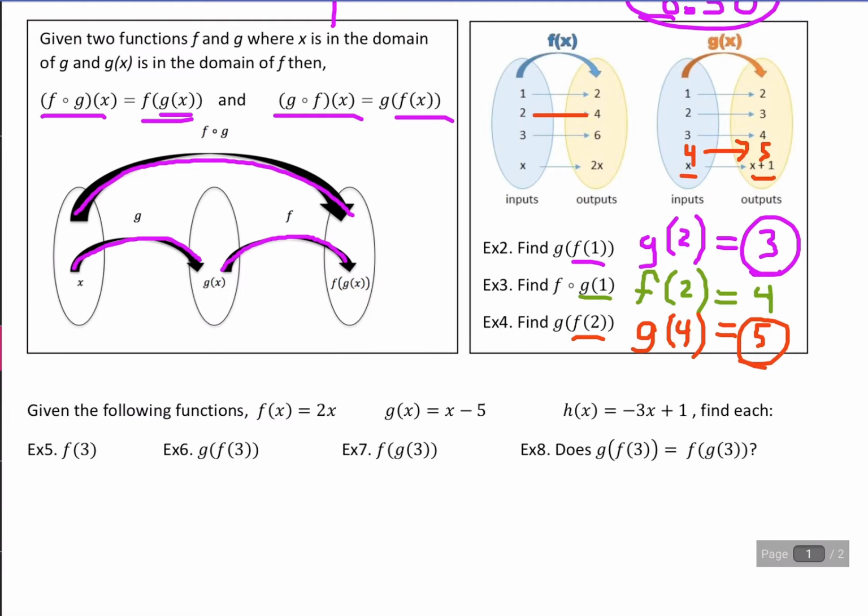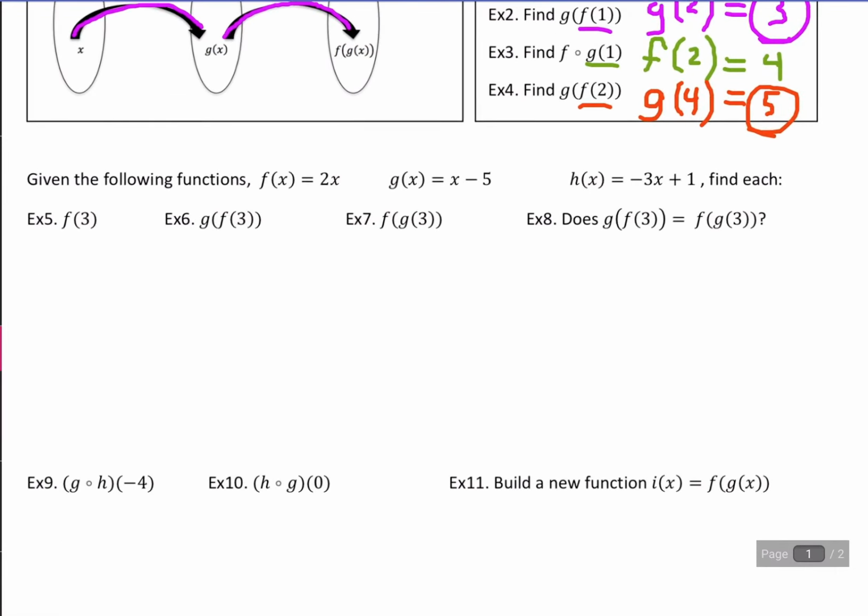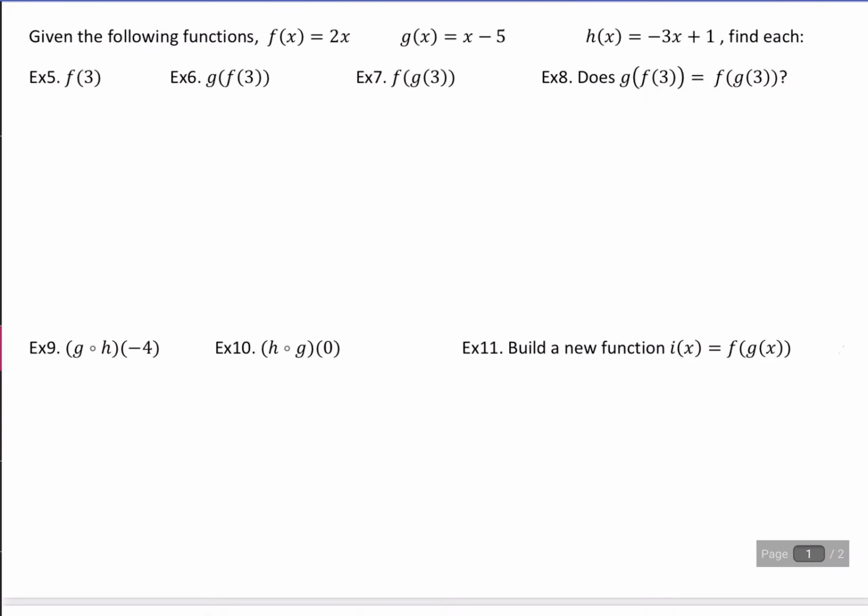It would look similar with tables. Now let's look at equations. All right, so this first one we're just evaluating f of 3. So put 3 into the f function. So everywhere there's an x, we're going to put 3. And so f of 3 equals 2 times 3, which gives us 6.